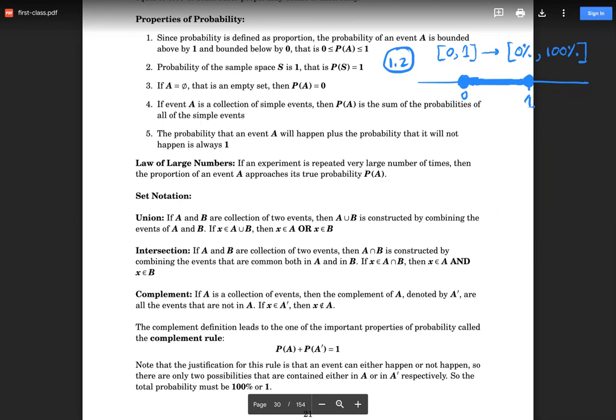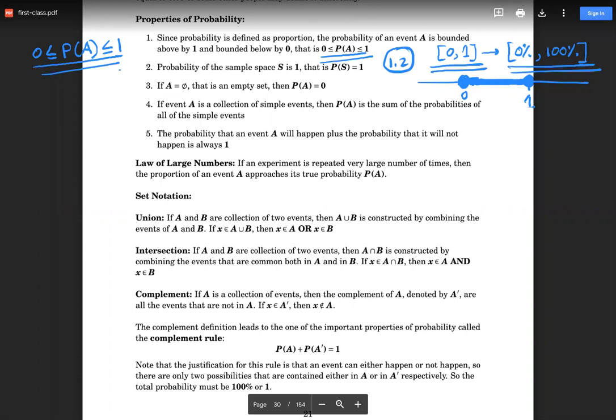You didn't follow the basics. So probability of an event A must fall between what? 0 and 1. That's exactly what it says. 0 is less than or equal to the probability of some event A, and it is less than or equal to 1, which is equivalent to saying that it falls in this interval, 0% and 100%.